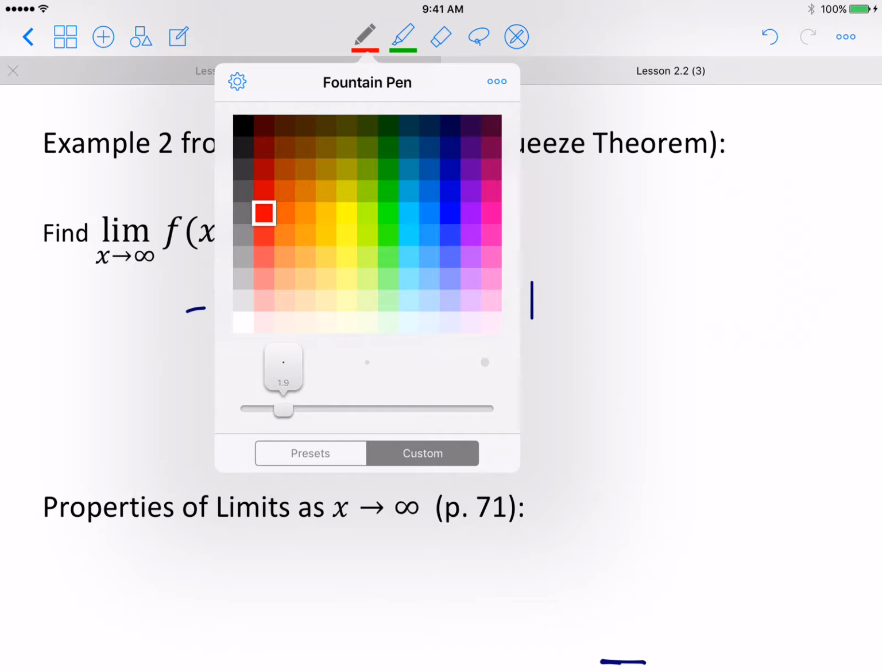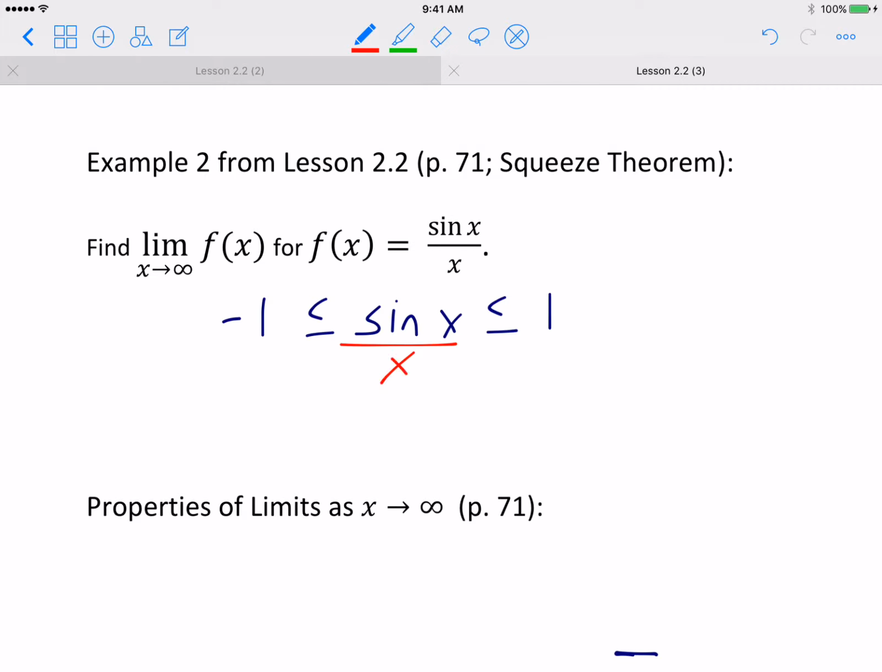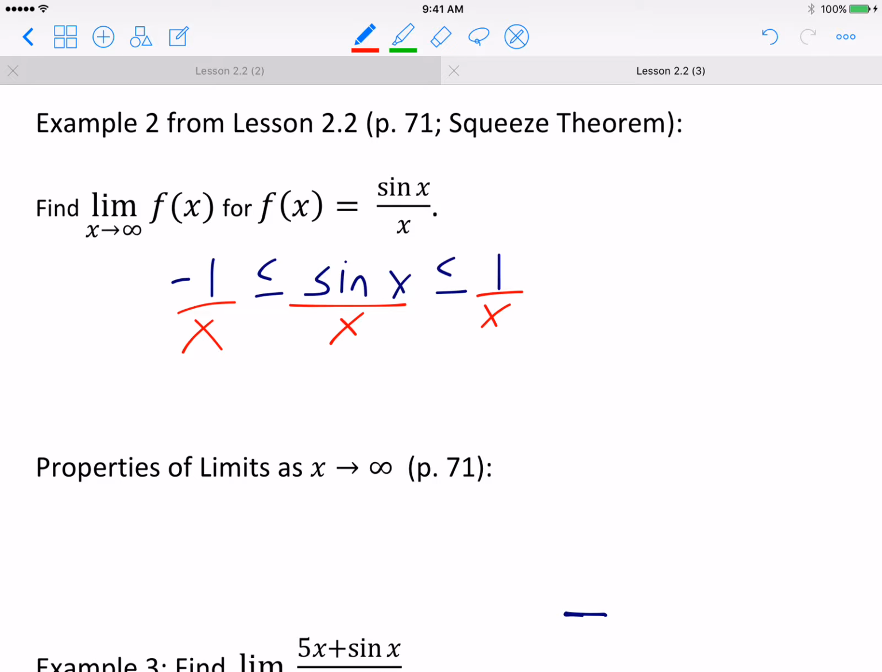So, using the division property of inequality, I could divide everything by x. And this inequality still holds true, and we're assuming that the x value is positive. So now, let's see what we could do. We could take the limits of each as x is approaching positive infinity.